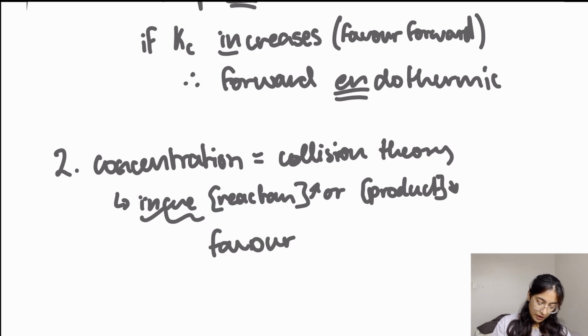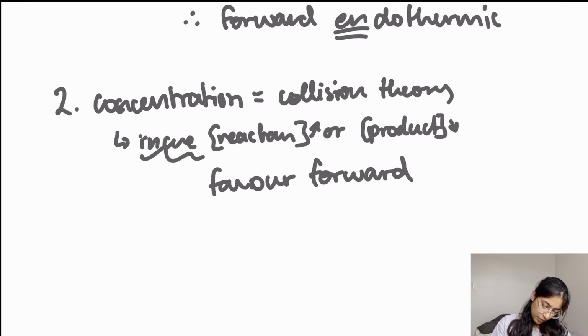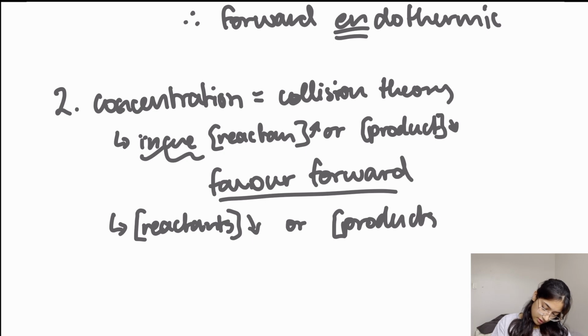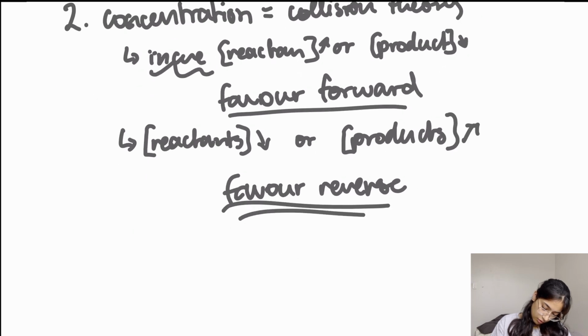Then that means that it will favor forward because it wants to use up those reactants or it wants to add in more product. Or if you decrease the reactants or increase the products, then it will favor the reverse because it wants to either add in more reactants, or it wants to use up those products, or both, I guess.